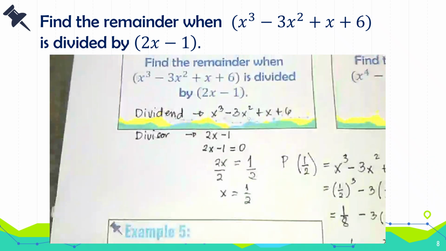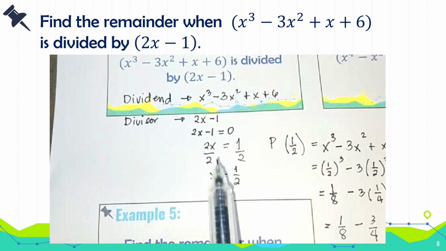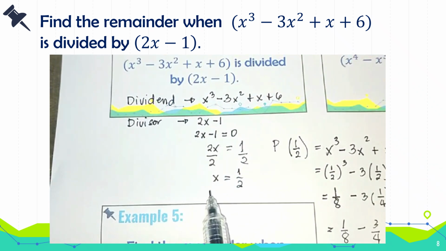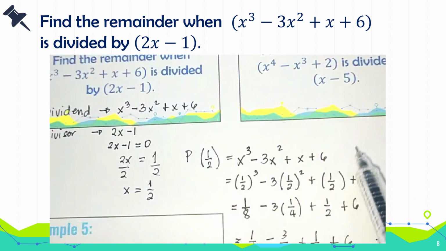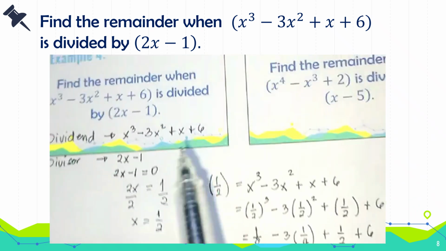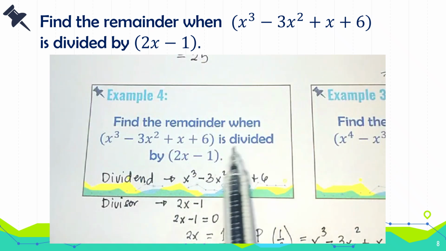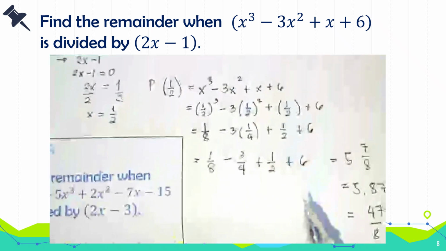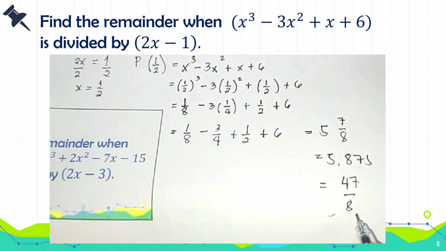Let's do the recall. So the given divisor, that is 2x minus 1, I equated it to 0, get the value of x, so we have 1/2. After getting x equals 1/2, we will substitute it to our dividend. The goal here is to get the remainder of the dividend and the divisor without using or going through the synthetic division. Just follow carefully and you can get the remainder of this problem.